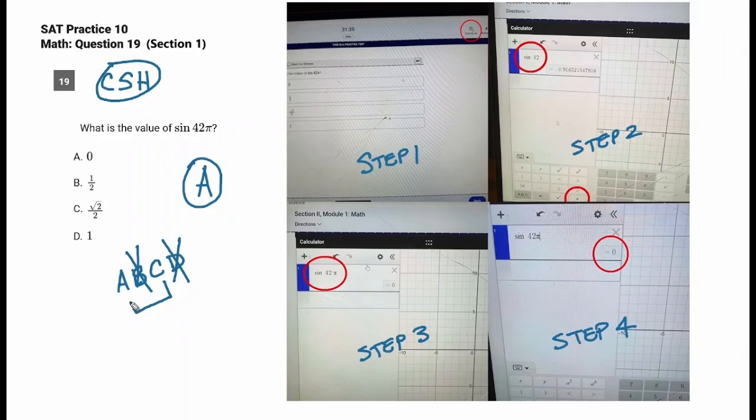But for the last time, the calculator's there. It's 4 simple steps, and you can get right to the answer, and it takes like 15 seconds. Get it right and move on.